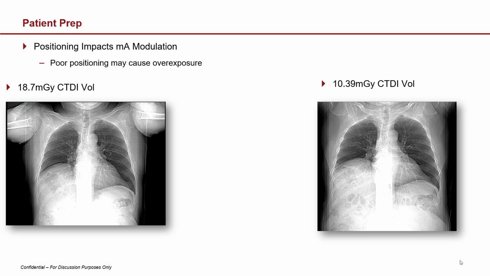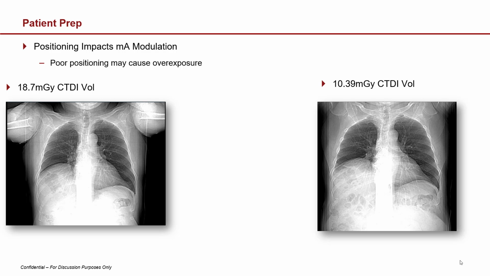Positioning will impact your mA modulation. And poor positioning can actually cause overexposures. So here's an example of the exact same patient in a chest CT. One of them where his elbows are up and above his head and crouched towards his head because his shoulders hurt, and another one with proper positioning sponges.